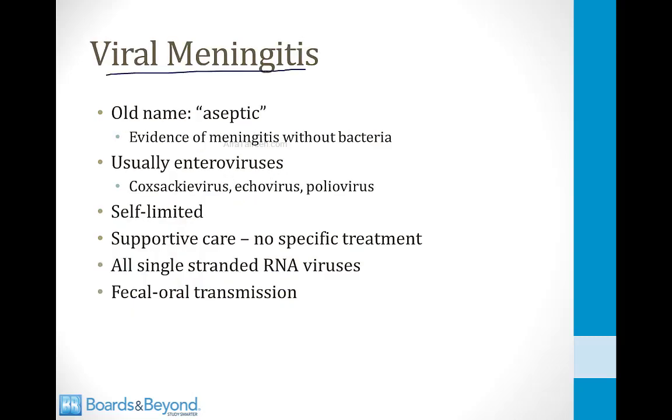Now we'll talk about viral meningitis. And the old name for this is aseptic meningitis, because it used to mean you have the signs and symptoms of meningitis but no bacteria grow. It's usually caused by enteroviruses. So look for viruses like Coxsackievirus, echovirus, and polioviruses as answers on your boards for what causes viral meningitis.